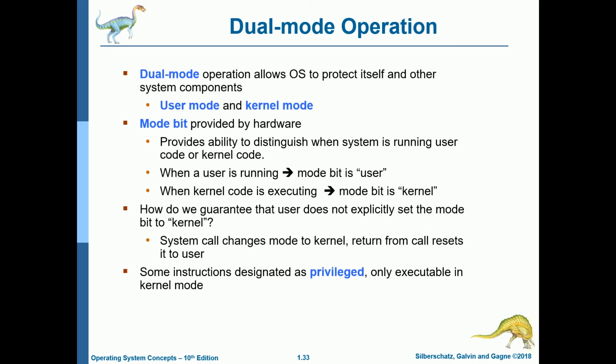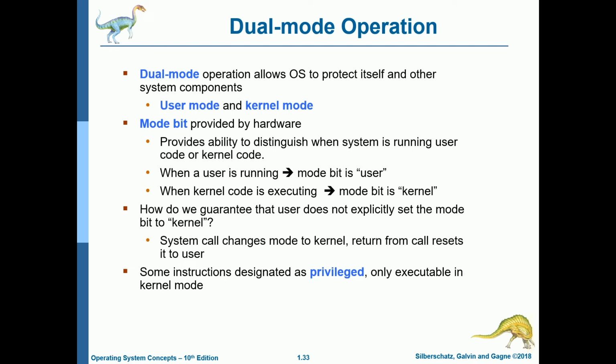Now, along with these operating system operations, we do segment it off into a dual mode idea. The way that you can do this is to separate your user mode from your kernel mode. Doing it this way helps the operating system protect itself from other system components. Generally, in order to do this, we have what's called a mode bit that's provided by the hardware, and this is able to distinguish when our system is running user code or kernel code. And easy enough, when the user is using the system, the mode bit is set to user, and when the kernel is executing, the mode bit is set to kernel.